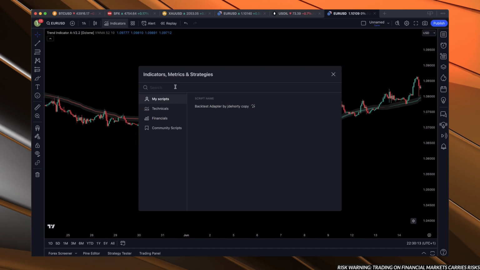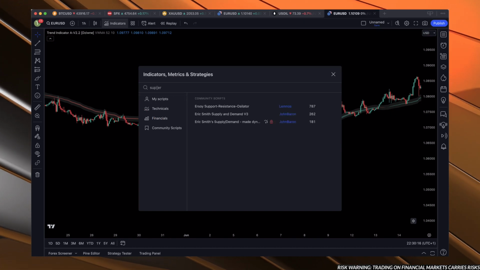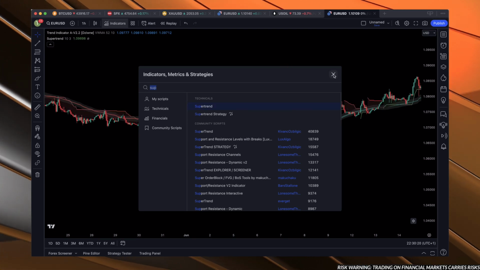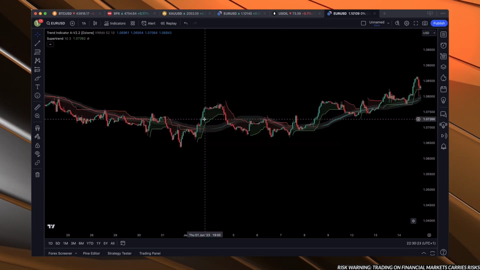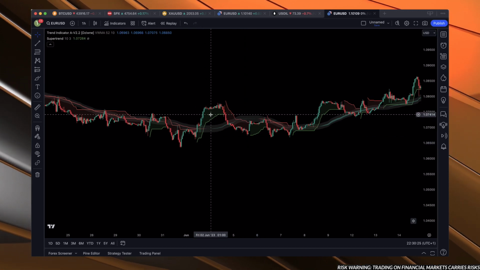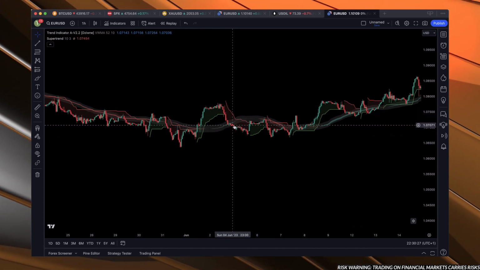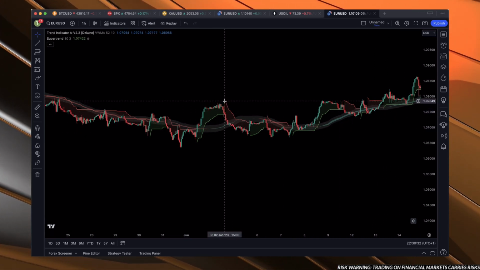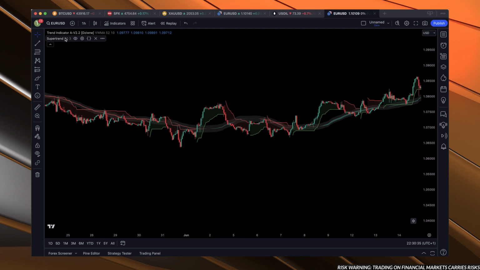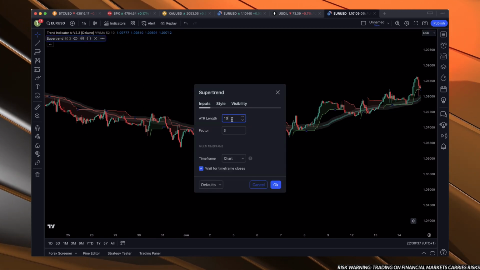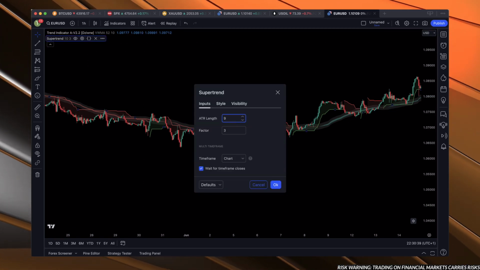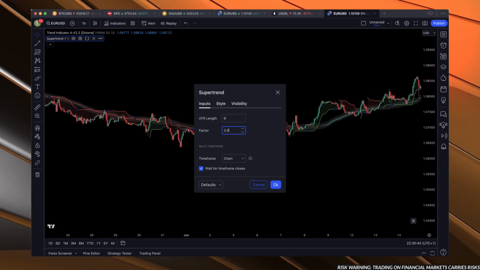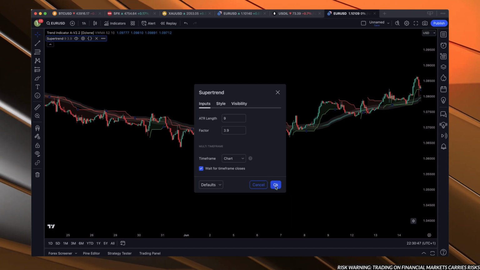And now let's add the second one, which is most likely known by many of you, the indicator called Supertrend. This indicator, unlike the previous one, which shows us the trend direction, the Supertrend will give us the signals to enter a trade. As for the settings, we should change the ATR length to 9 and the factor multiplier to 3.9.